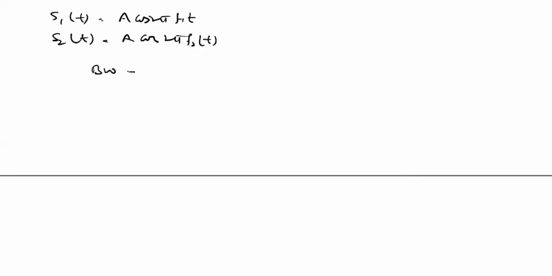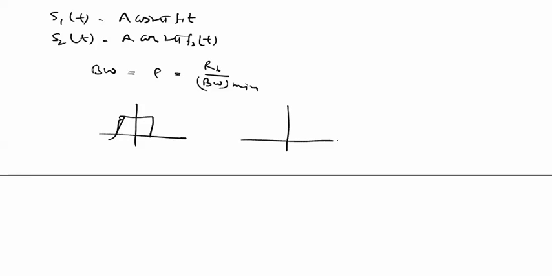Bandwidth efficiency: we introduce a new parameter, bandwidth efficiency rho, equals RB upon minimum transmission bandwidth. We can calculate the minimum transmission bandwidth from the frequency domain spectrum, with components of 1 by TB.